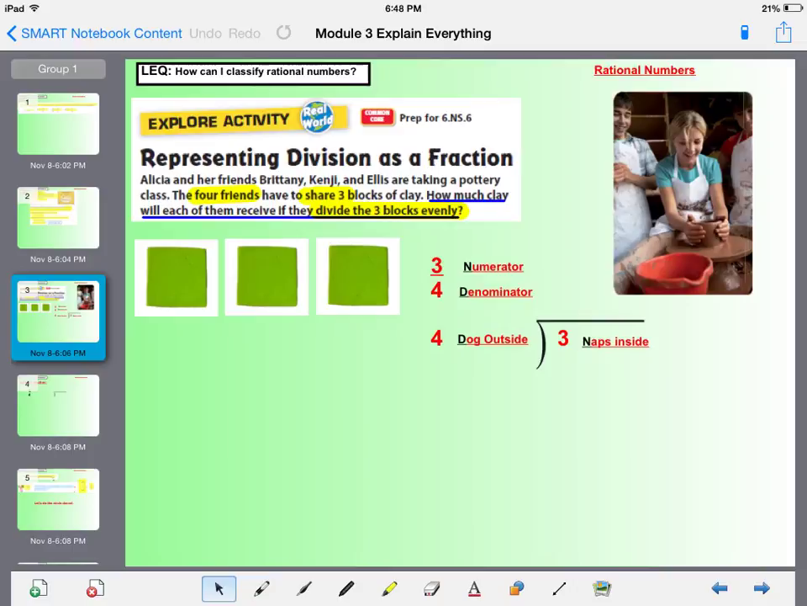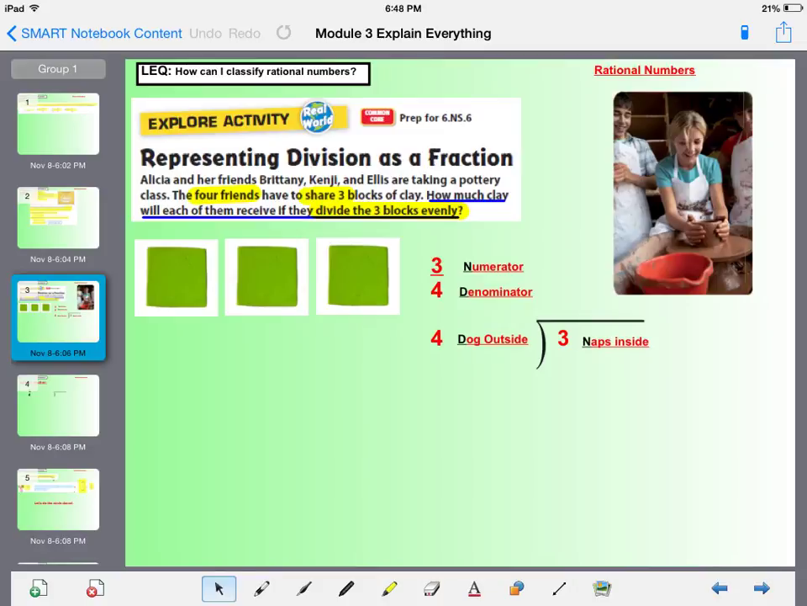If we were in elementary school, we'd take a look at this and say, this is impossible. There's no way that we can divide this. Now, being in 6th grade, we've learned that we can divide 3 blocks of clay amongst 4 people. We have a visual with the 3 blocks of clay, and we also have a fraction that represents this problem.